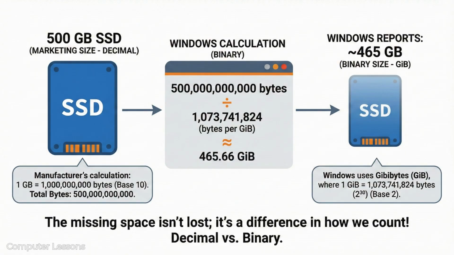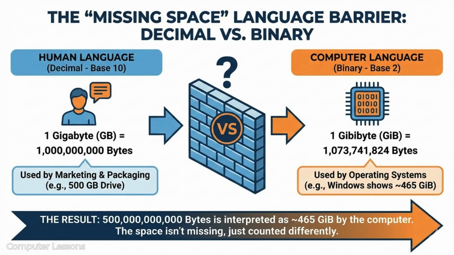Here is one last quick mystery. You buy a 500 gigabyte SSD, but when you plug it into Windows, it says you only have about 465 gigabytes. Where did the missing 35 gigabytes go? Did it fall out of the box? No. This is a language barrier between humans and computers.